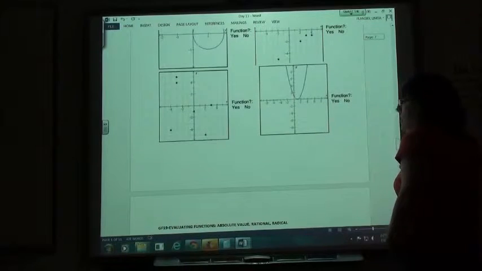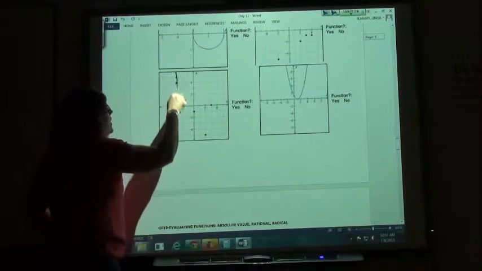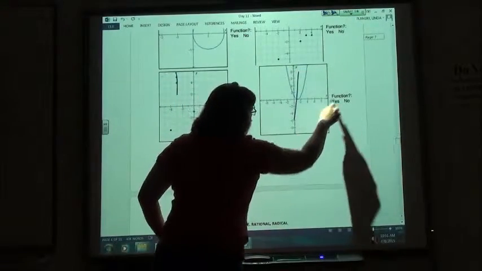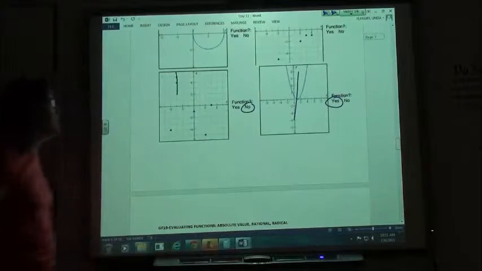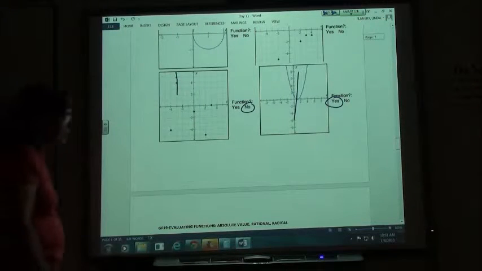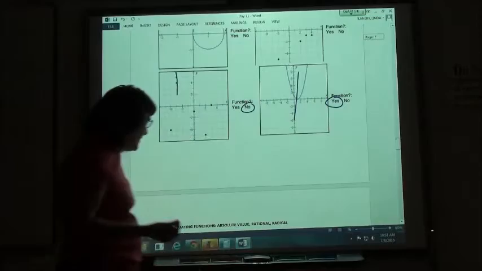And the last two on number 12, is this a function? Nope, I can hit it twice there. Is this a function? Yes, if I draw my line, I'm only going to touch once, and it's a vertical line that we're drawing to test to see if it's a function. So the vertical line test: if I can draw a vertical line that touches more than once, it is not a function.